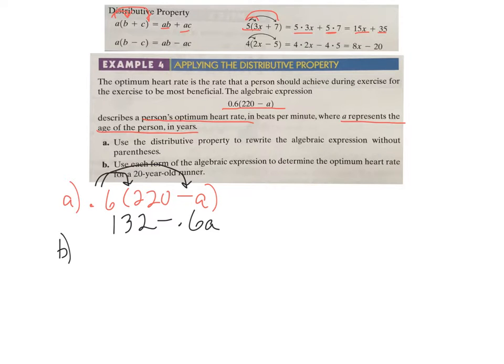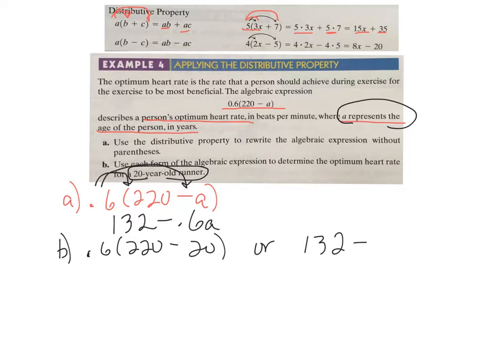use each form of the algebraic expression to determine the optimum heart rate for a 20-year-old runner. So what you're going to do here, I want a 20-year-old runner. And remember up here it says where a represents the age of the person in years. So it says to use both forms, each of those forms. So we have 0.6 times 220 minus, and in the place of a, we're going to put 20. And in the other case, we're going to do 132 because it says use both forms. 132 minus 0.6 times 20. And you'll see that you get the same thing.